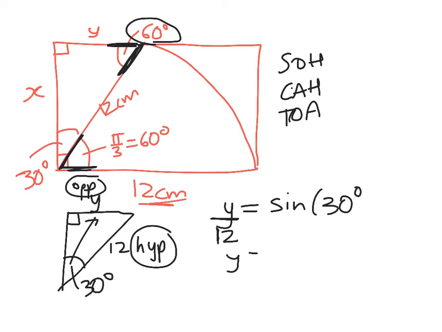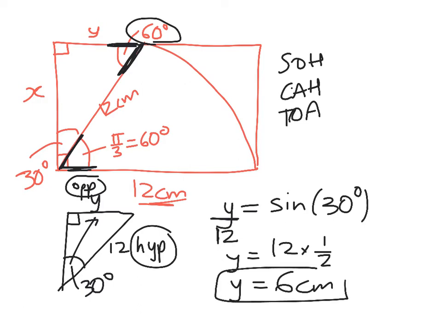So y is equal to 12 times 1/2, which is 6 centimetres long. So now we've got y. Now we could go and try and get x using trigonometry. To get a nice exact value, we need to be using the special triangles.